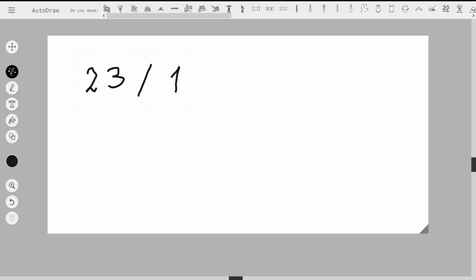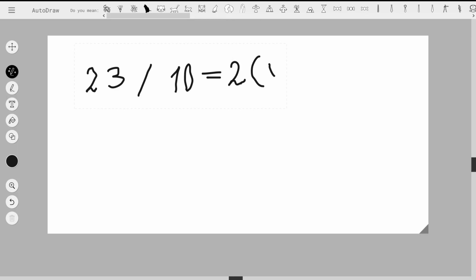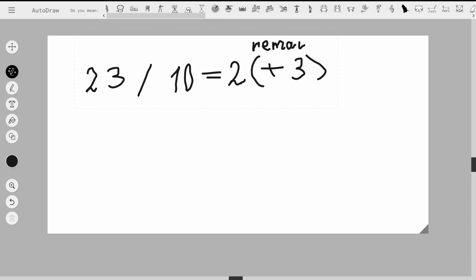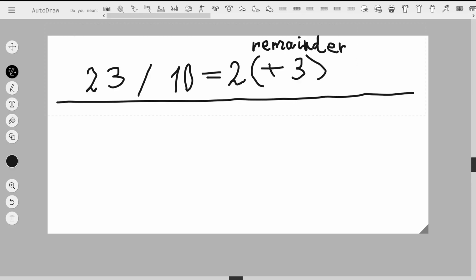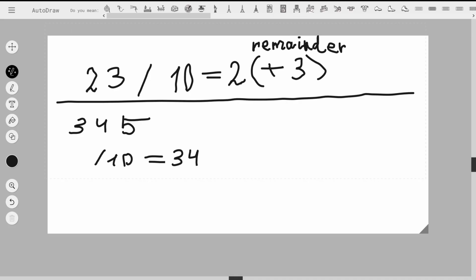For example, for a number 23, after dividing by 10, we will have 2 as the result, because that's how many tens there are in 23. At the same time, the remainder of this operation would be 3. So by dividing a number by 10, we can get its digits one after another. Let's look at another example, 345. We divide it by 10, we get its remainder as 5.